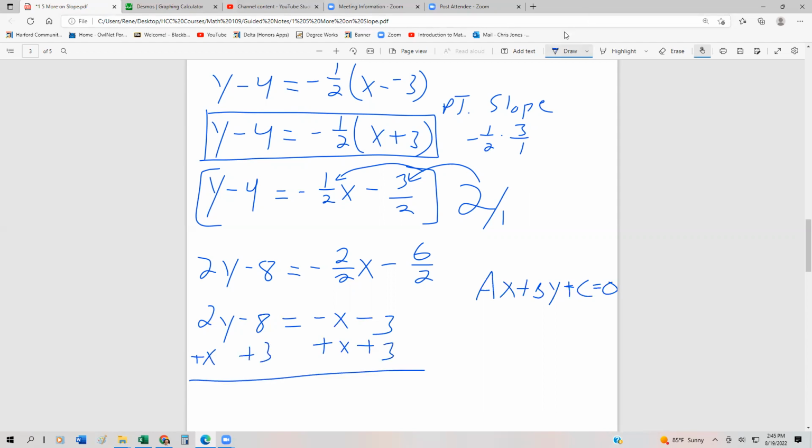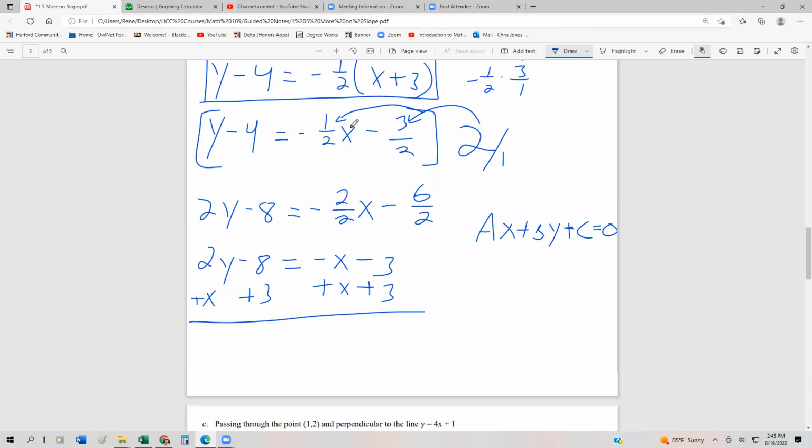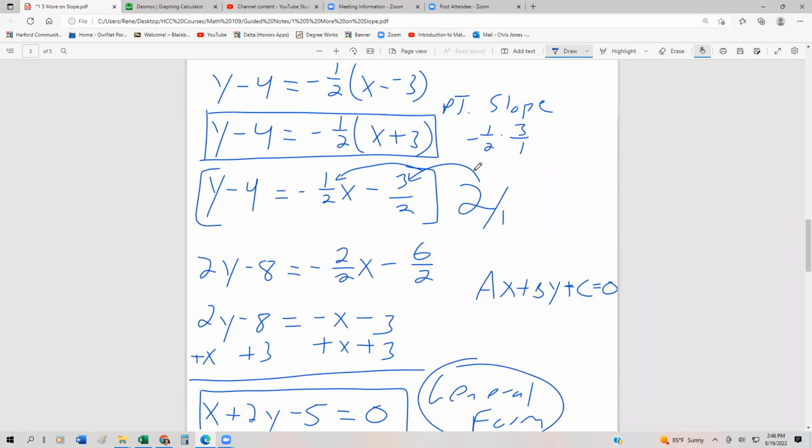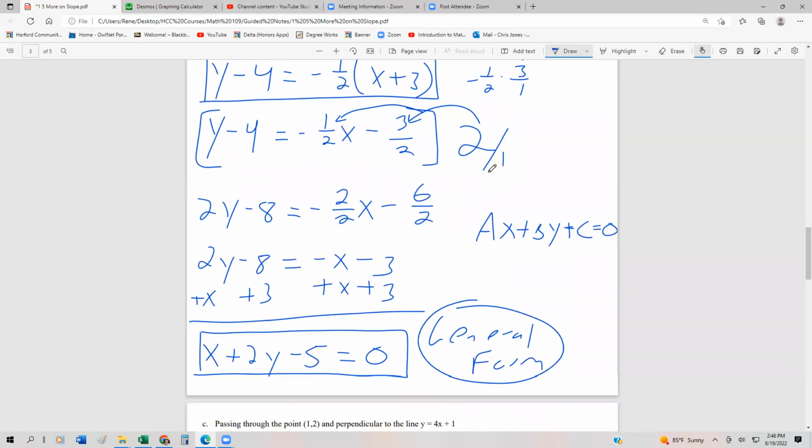Now, I know that x and y are different terms. They're unlike. So we're going to get 1x plus 2y, and then negative 8 plus 3 is negative 5, and that's equal to 0. And that's probably the nicest way that we can put it into our general form. Okay? So just be certain that whenever you're entering these into your MyMathLab or whatever it is, that you put it into the form that's asked.